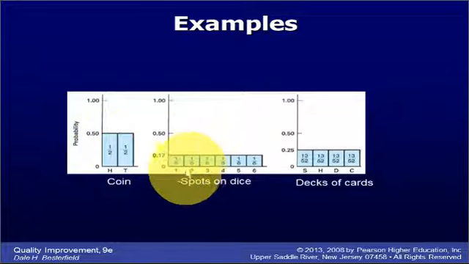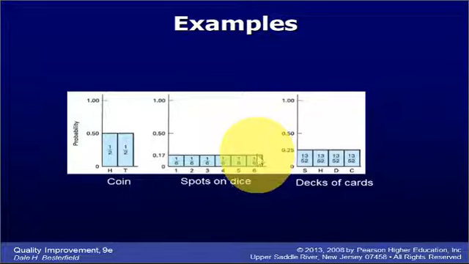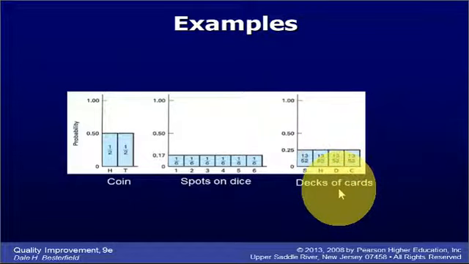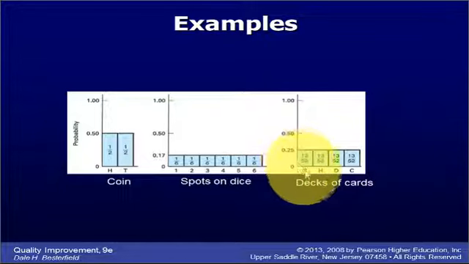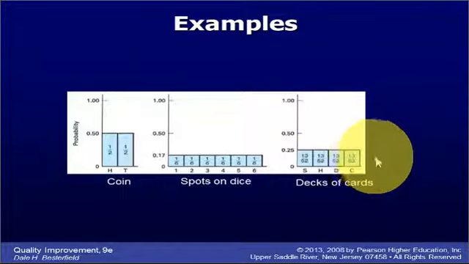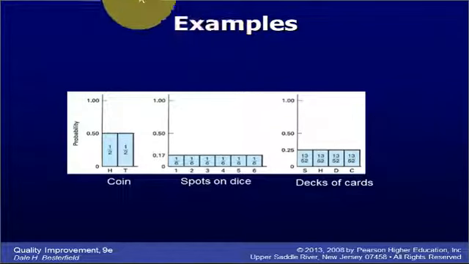And if you roll a dice, then the probability of getting 1 spot plus the probability of getting 2 spots and up to getting 6 spots will equal 1, right? And when you draw a card from a deck of cards, if you sum up the probability of these 4 suits, then that will be 1.